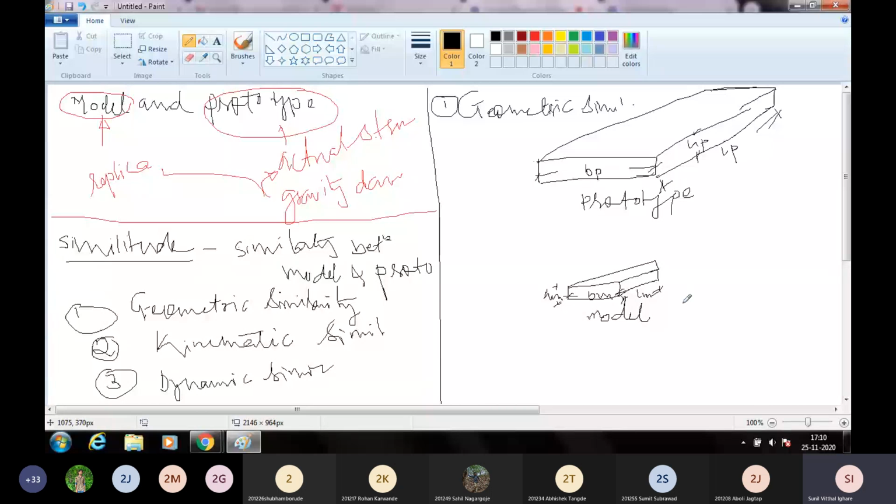So if I have to see the similarity, for geometric similarity, it is nothing but the scale ratio. We denote the scale ratio by LR.